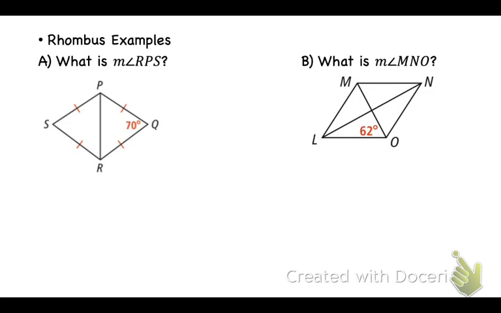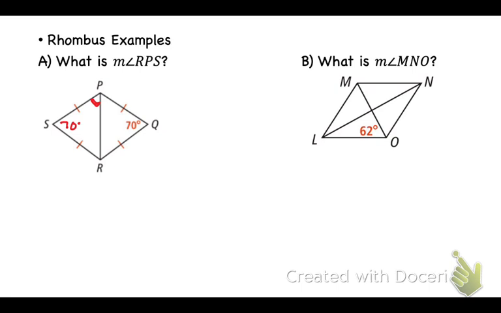So, rhombus. What is the measure of RPS? So, RPS is right here. Yes? Okay. So, what do I know about this thing? What do I know S is? 70.